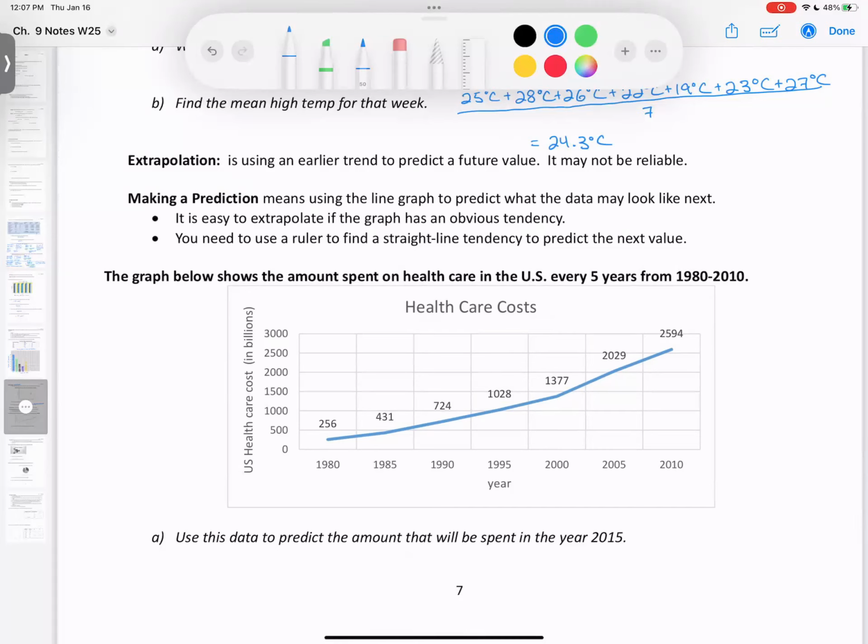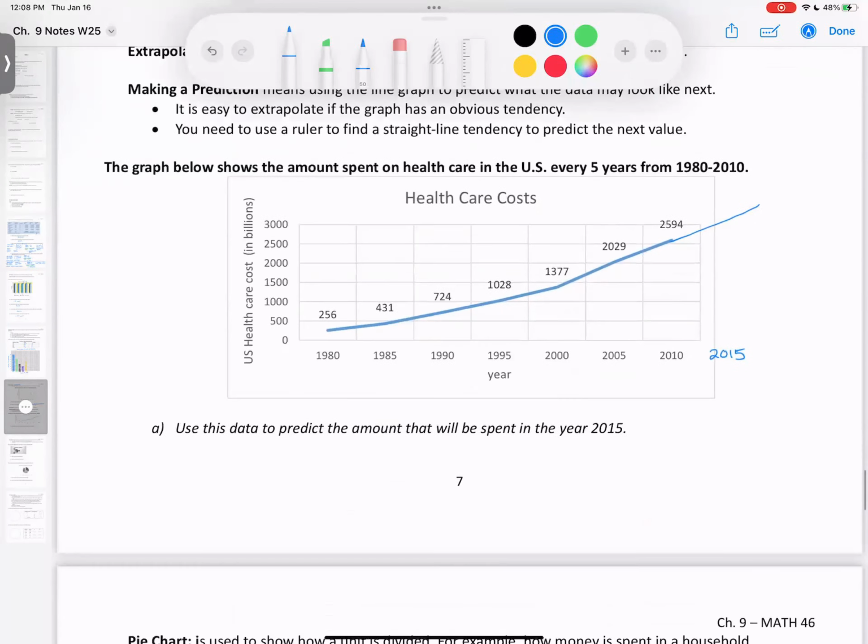What we know is that the rate of increase over this last 10-year period seems to be the same rate. It's got a constant slope there. So if we wanted to predict the amount that will be spent in year 2015, that's going to be over here. I'm just going to take a ruler to continue this trend line with the same slope, something like this. And when I do that, 2015 is going to be somewhere here.